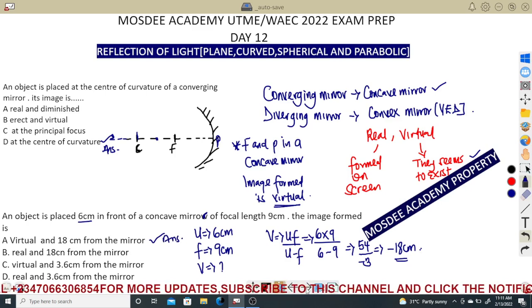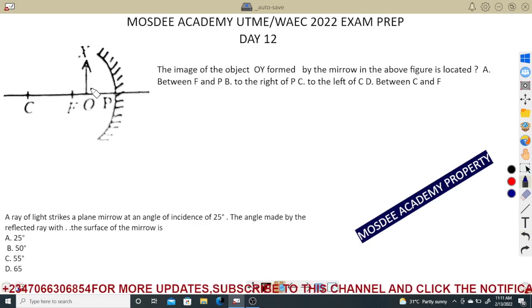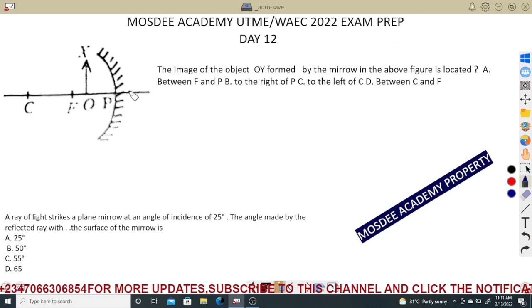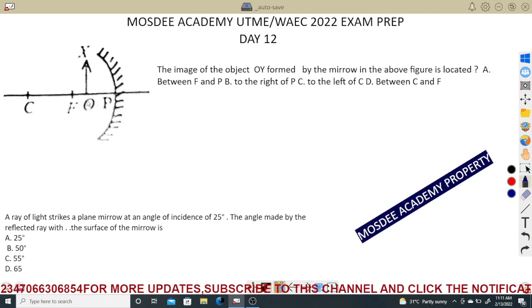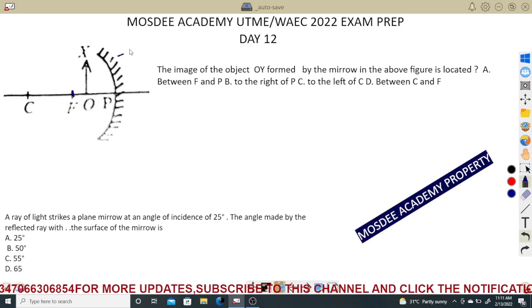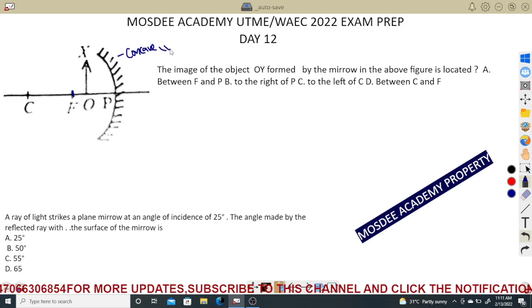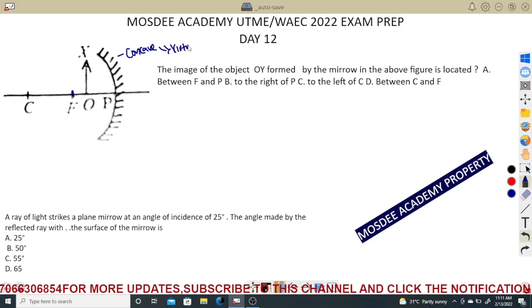So we move to question 7. Question 7 is just what I just explained now. I think I don't need to waste my time. You can see where the position of the object is placed. It's placed between F and P. I told you this is the only time where a concave mirror is going to give you a virtual image. Keep it at the back of your mind.